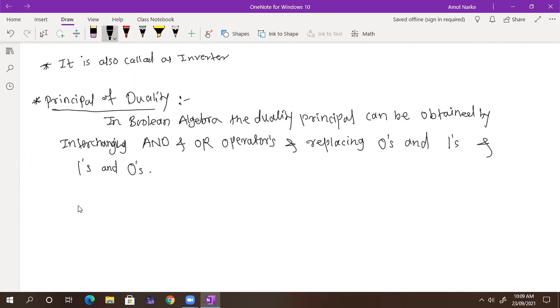So what happened in Boolean algebra? The duality principle can be obtained by interchanging AND and OR gates. Suppose you have an AND gate, instead of AND you need to use an OR gate, and instead of OR you need to use an AND gate, and also replace zeros and ones. When we have zero, you write down one there. When we have one, you write down zero here. That is nothing but you can interchange AND, OR and zeros, ones.